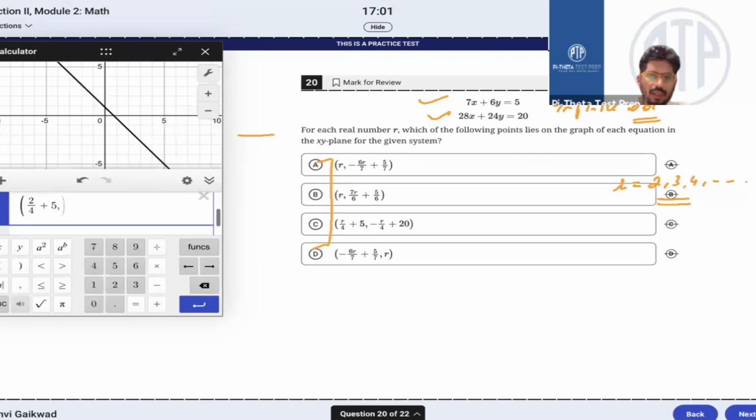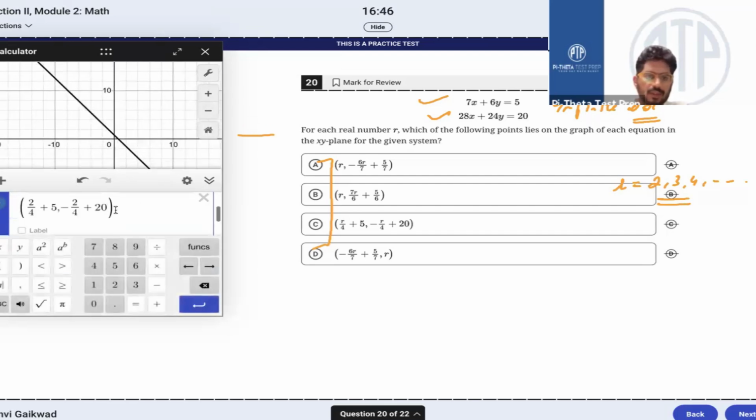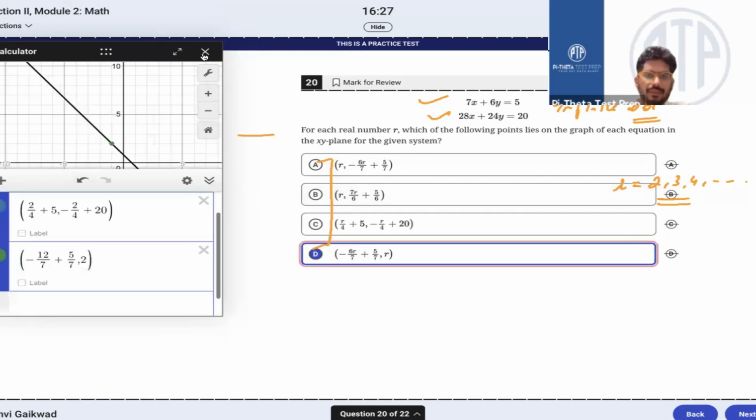You can just put comma and negative 2 upon 4 plus 20. Whether it is crossing through that line, we can just check. No, it's not crossing. The last is, we can just go to the last one. So that will be the answer, right? So 6 into 2 is negative 12 upon 7 plus 5 upon 7, that is negative 2. That is actually passing through the line, right? That is option number D.